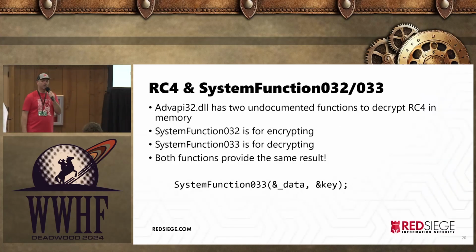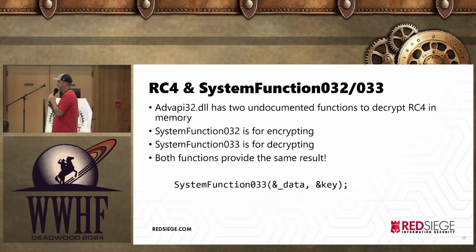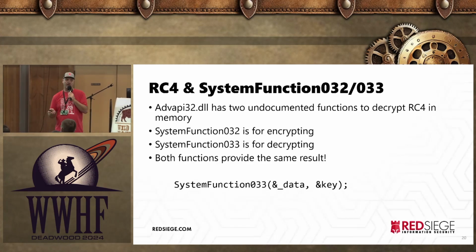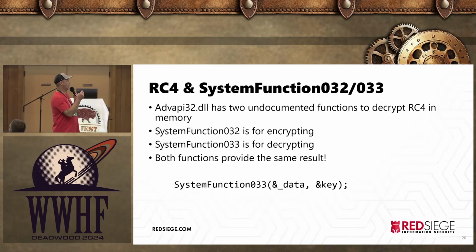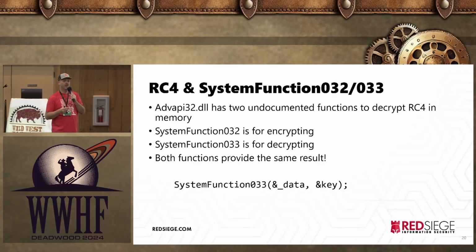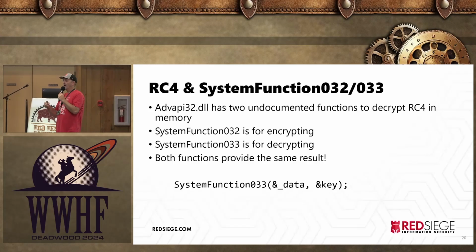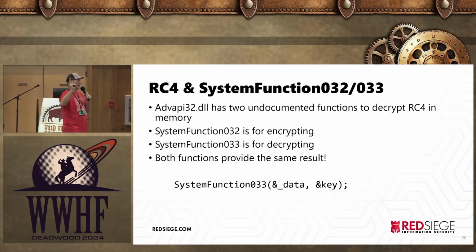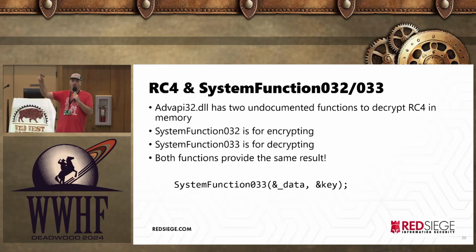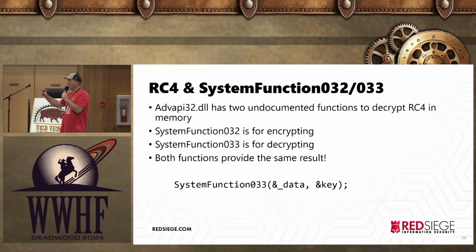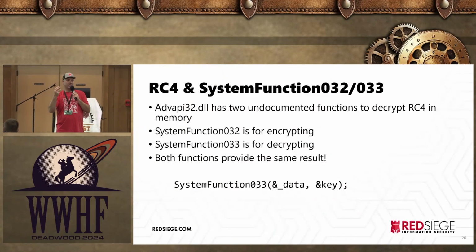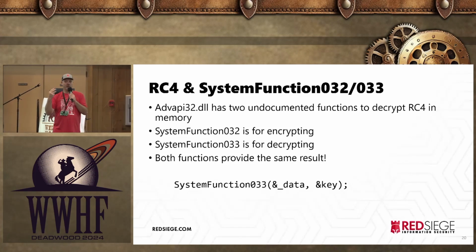So ARC4, RC4, has in Windows, there's this DLL, Advapi32.dll, and it has 2 undocumented functions. One is SystemFunction032, one is SystemFunction033. Ostensibly, one of them is for encrypting data, one of them is for decrypting data. But for some reason, much like XOR, you can use either of these interchangeably. And now you have this function built into Windows to give you a different encryption routine.